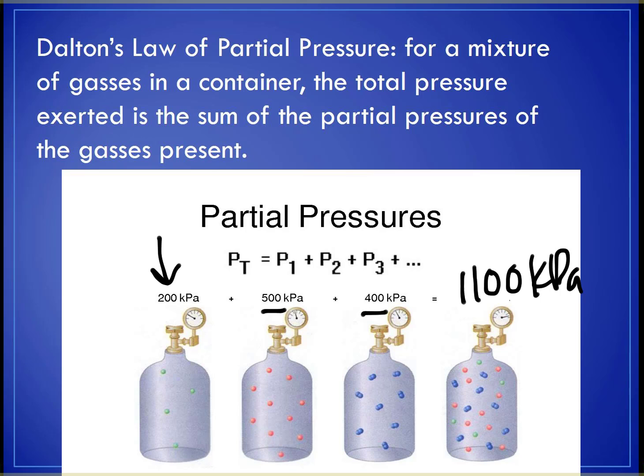Now, what if instead of not knowing the total pressure, what if I didn't know this second pressure? So I knew the pressure of the first gas and the pressure of the third gas, but not the pressure of the second gas. Well, you would just take your 1100 total pressure and subtract 200 and subtract 400, and then that would give you the pressure of that second gas.